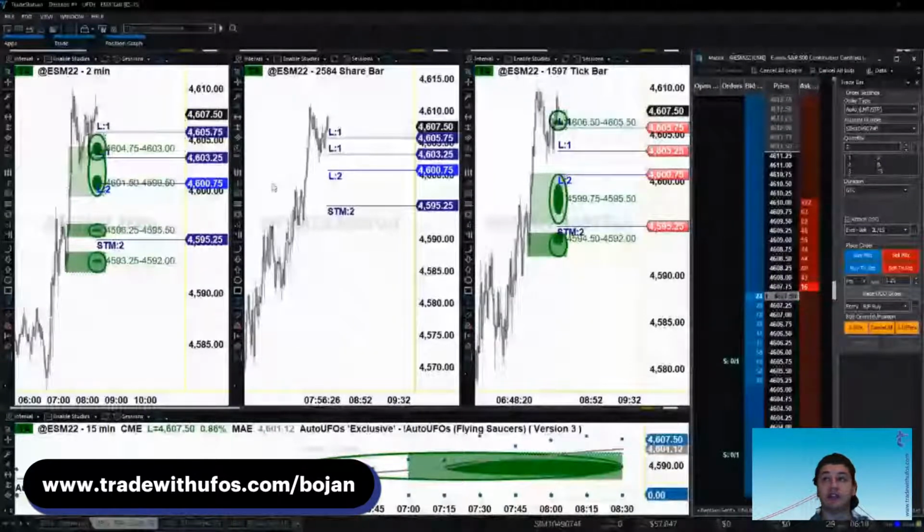For a second there, I calculated the tick size times points instead of the points times the dollar value.